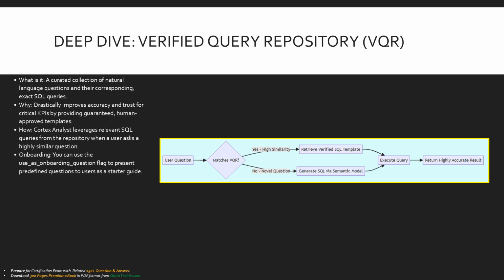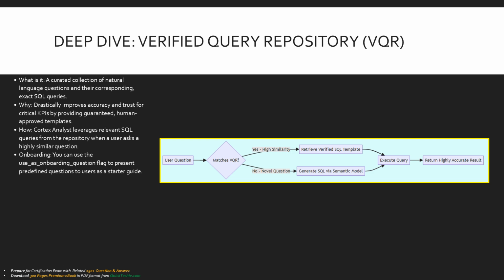Furthermore, the VQR powers an onboarding questions feature. By setting the use as onboarding question flag to true in your YAML file, you can surface these verified questions in your chat interface, guiding brand new users on exactly what types of questions the system is trained to answer.